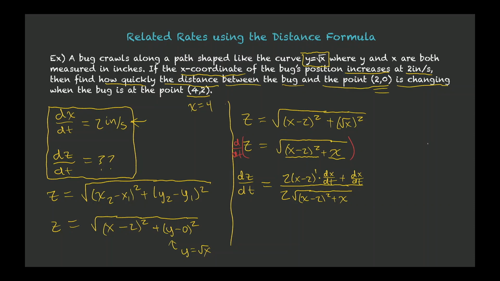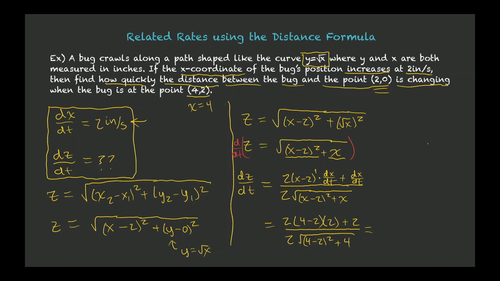So dz/dt is equal to 2 times (x minus 2), which is 4 minus 2, times dx/dt, which is 2, plus dx/dt, which is again 2, and that's all over 2 times the square root of (x minus 2) squared, so that becomes (4 minus 2) squared, and then plus another x, so plus another 4 under our square root. All right, so this is all just arithmetic, and we can calculate all these numbers.